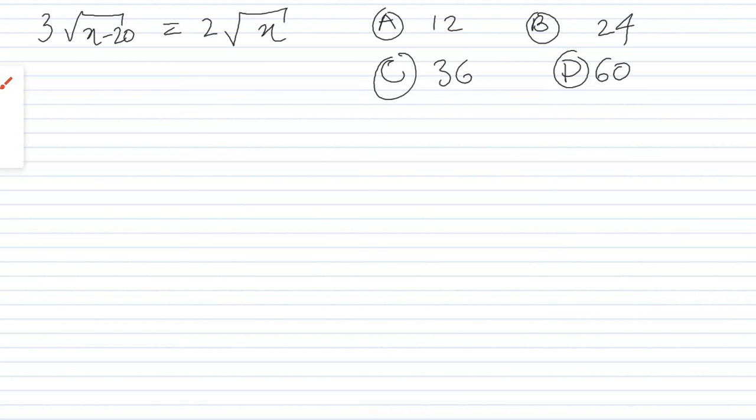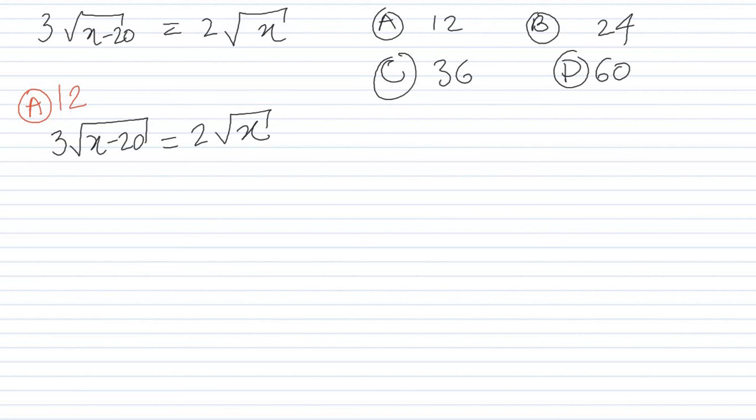So I'm going to start with option A. In option A, which is A equals 12, I'm going to pick the equation again: 3 root x minus 20 equals 2 root x. I'm going to substitute each one of the options as x. Whenever the left-hand side of the equation equals the right-hand side, then we know we've gotten the correct answer. That's how you think through math.